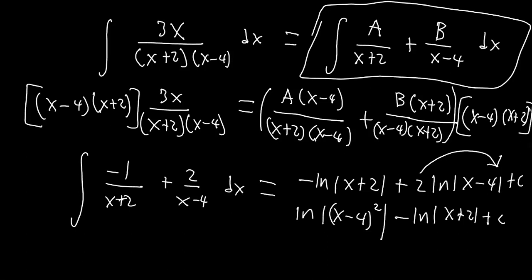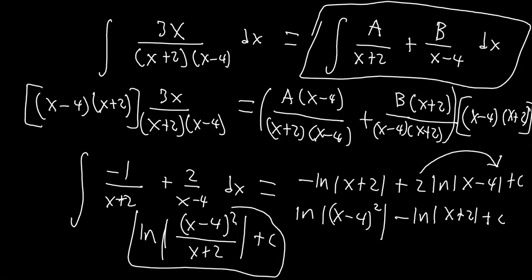Now we can write this even further, because according to our rules, when you have ln of something minus ln of another, you can make the expressions divide each other. You have this expression as the numerator and this expression as the denominator. So we're going to have ln of x minus 4 all squared over x plus 2, and don't forget your absolute value signs, plus c. So this is our simplified answer.